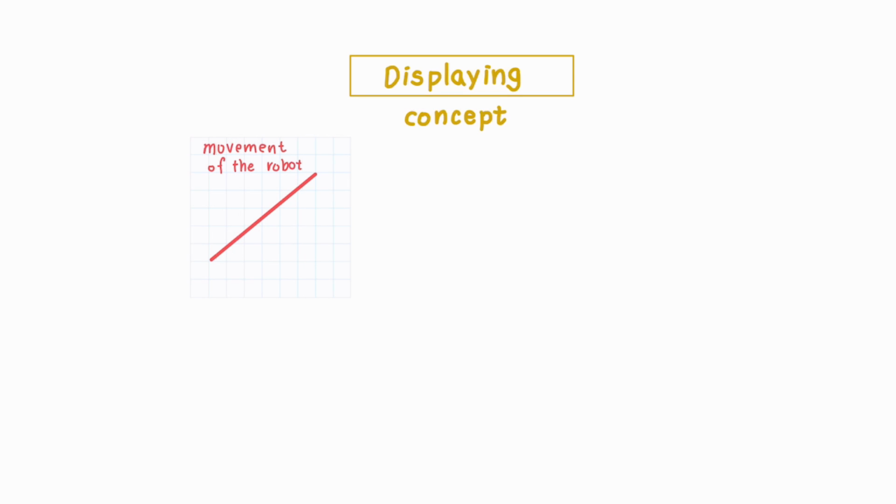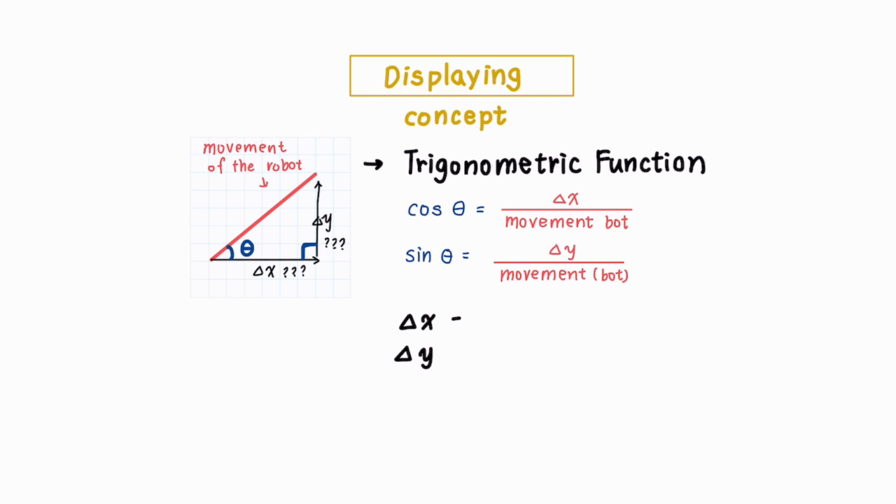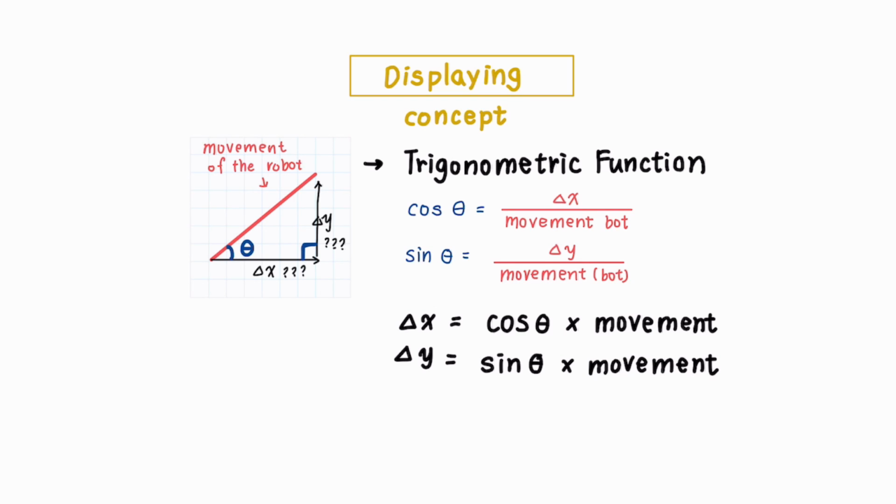Now we know the movement of the robot, but how do we know how many pixels the x coordinate and y coordinate move? We will need a little help from trigonometric functions. We have a 90 degrees angle and also an angle theta. So cosine theta equals delta x divided by the movement of the robot, the red line, and sine theta equals delta y divided by the movement of the robot. So delta x equals cosine theta times the movement, and delta y equals sine theta multiplied by the movement. This is how we get the x-coordinate and y-coordinate movement.